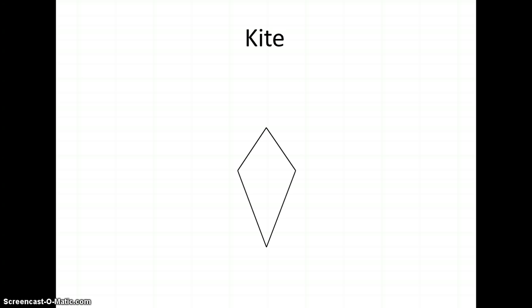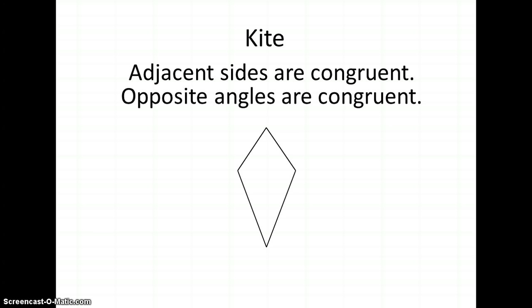There's a third type of quadrilateral we're going to talk about, and that is a kite. And a kite is a quadrilateral that has adjacent sides that are congruent. And adjacent means next to. So these 2 sides are next to each other, and they're going to be congruent. These 2 sides are next to each other, and they're congruent.